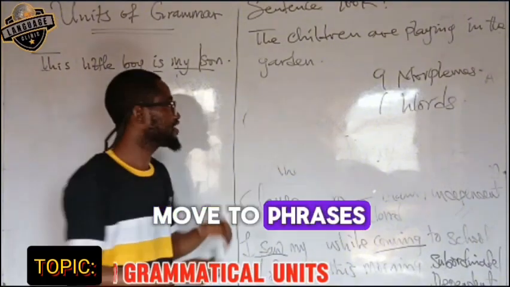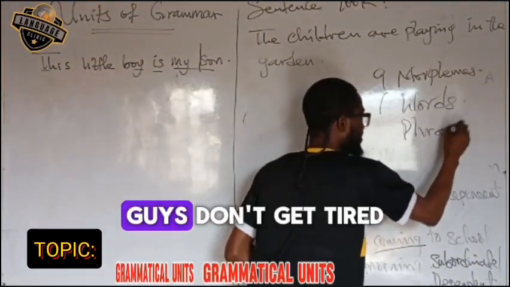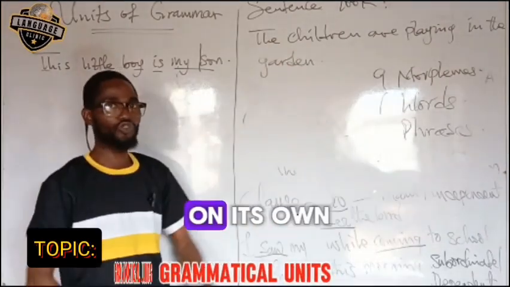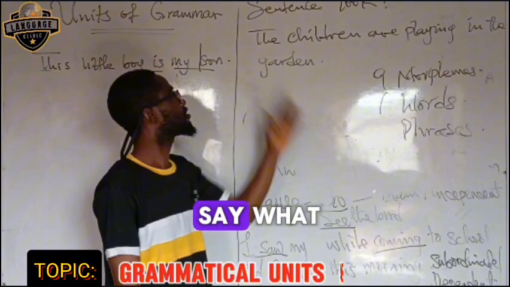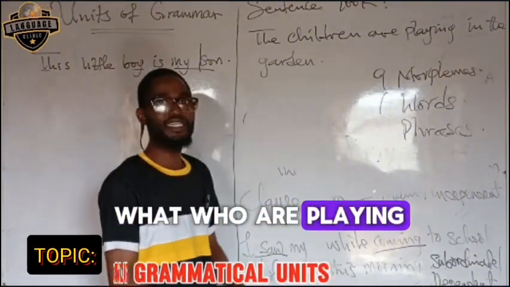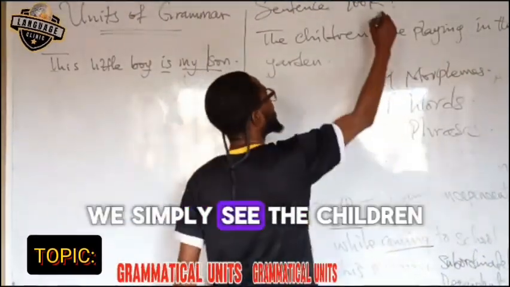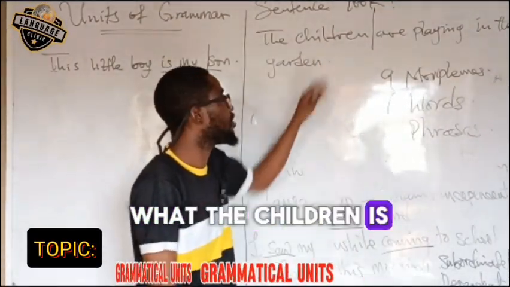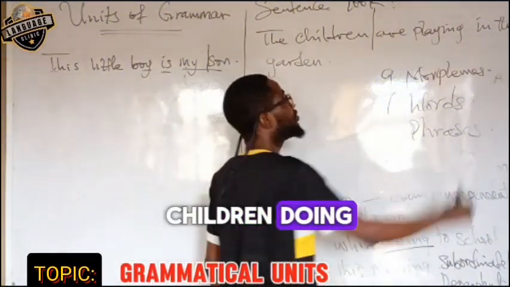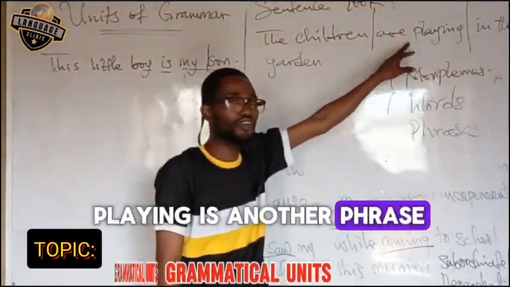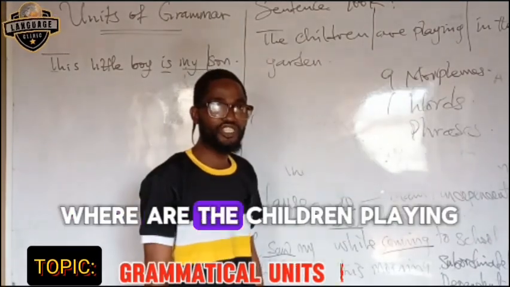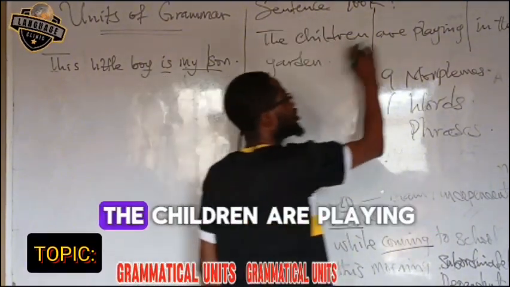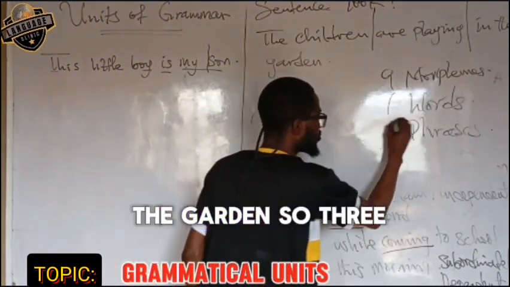Then we want to move to phrases. Guys, don't get tired. How many phrases do we have here? We simply look at what can stand on its own. Who are playing in the garden? We simply say the children. This is one phrase on its own. Then what are the children doing? We say are playing. It's another phrase on its own. Then, where are the children playing? In the garden. So from here, how many phrases do we have? We have 3 phrases: the children, are playing, and in the garden.